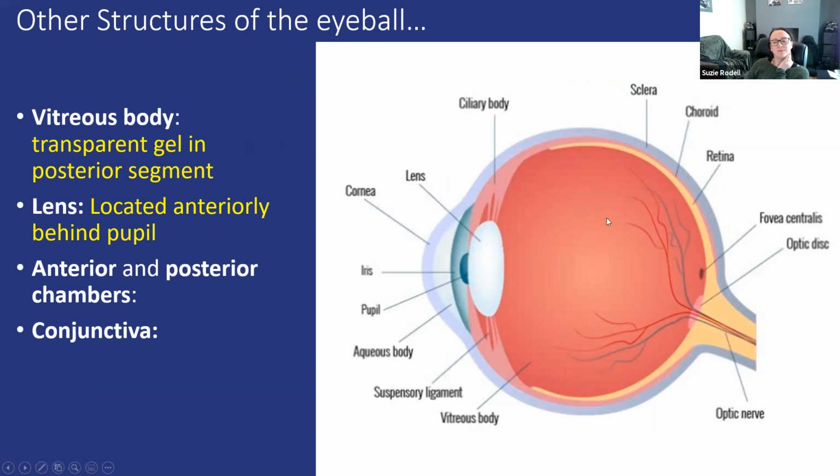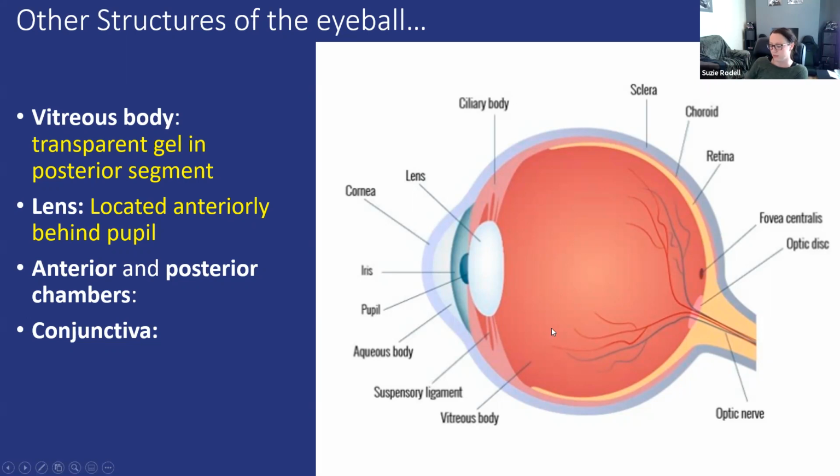Okay. So some other structures of the eyeball that sit within it. We've got the vitreous body. The vitreous body is a transparent gel which fills the posterior segment of the eyeball in here and is responsible for the magnifying power that comes through the lens and that's focused onto the fovea. And it also helps to support the eyeball in its shape as well.